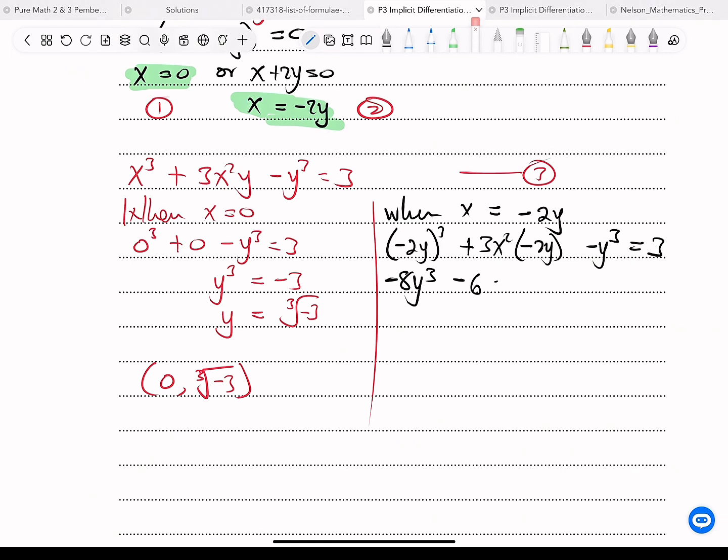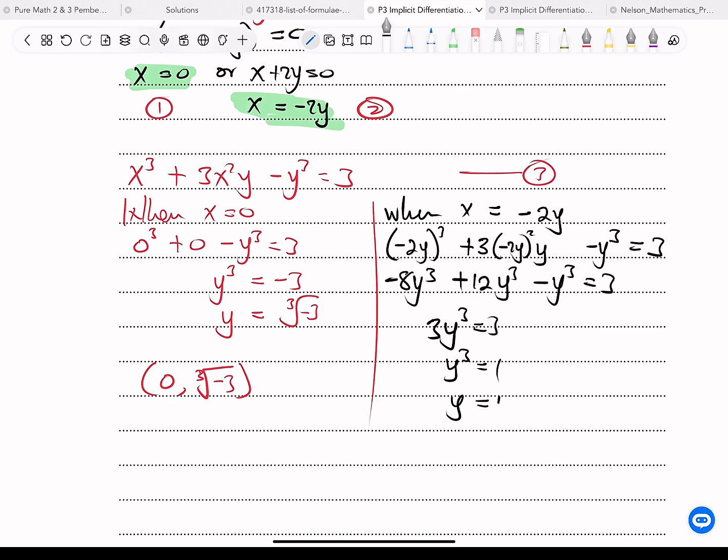Hold on, no. I made a mistake in the substitution. It's supposed to be wherever I see x, I put this there. So that's negative 2y squared times y. So that'll be negative 6. So 4 and 12. So positive 12y cubed minus y cubed equal to 3. And this will give us 3, because that's a negative 9. 12 minus 9 is 3. This equals that. y cubed is equal to 1.